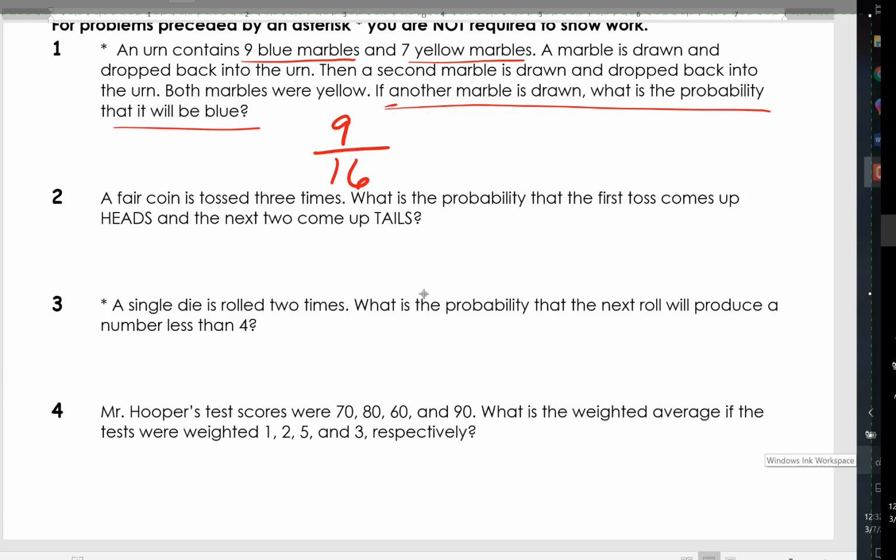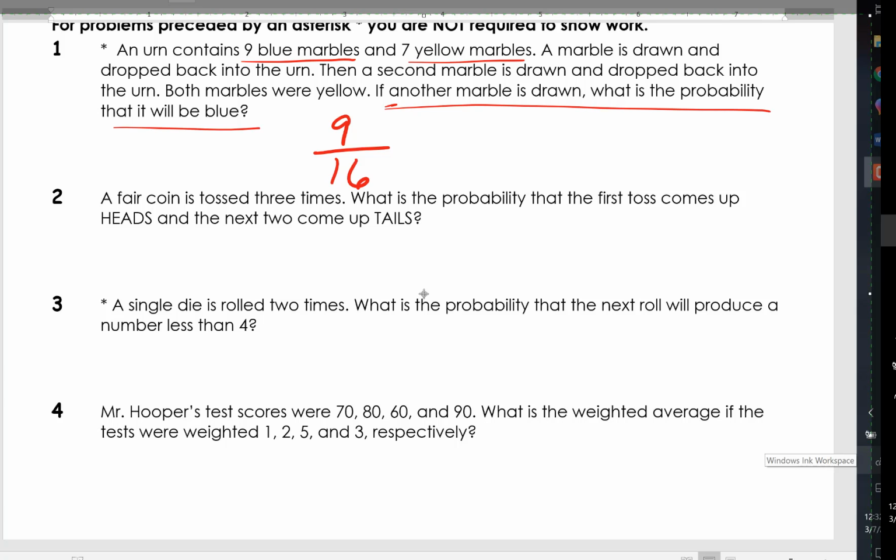Number 2, a fair coin is tossed 3 times. What's the probability that the first toss comes up heads and the next 2 come up tails? All right, well, the probability of flipping a coin and getting heads is 1/2. 1 out of 2. There's 1 head, and there are 2 possible things that could come up. So each time you flip it, the probability of getting a head is 1/2. The probability of getting a tail is 1/2.